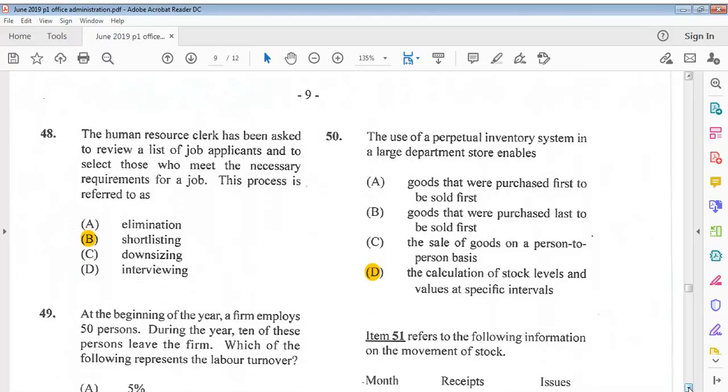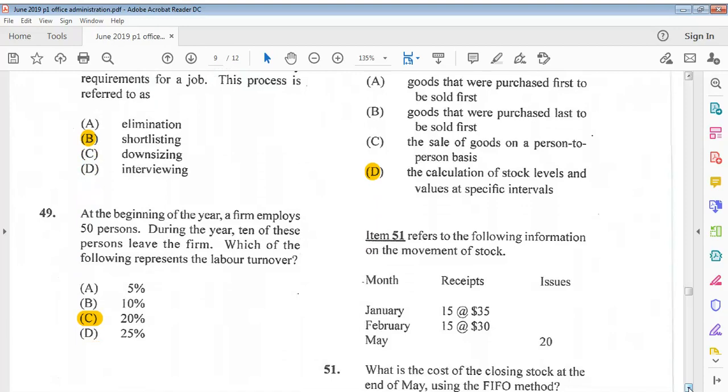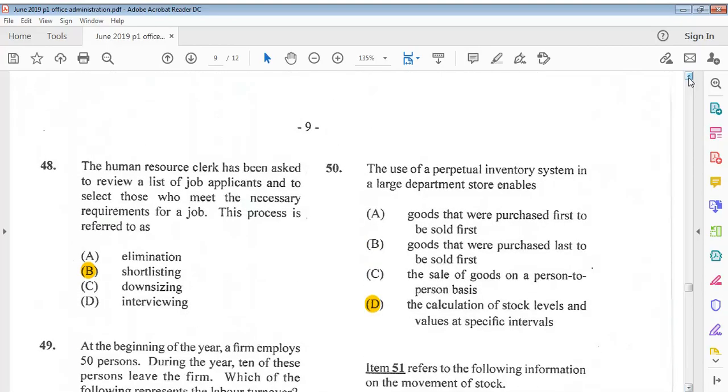Let's move on to question number 49. At the beginning of the year, a firm employs 50 persons. During the year, 10 of these persons leave the firm. Which of the following represents the labor turnover? A, 5%, B, 10%, C, 20%, or D, 25%. We know our answer would be C, 20%. All right, let's move on to question number 50.